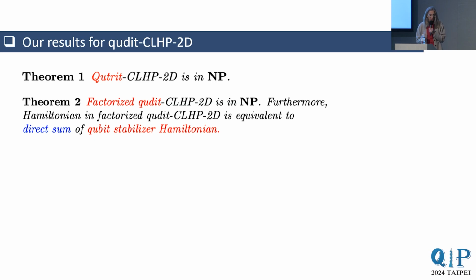And the second theorem is we look at factorized commuting local Hamiltonians, and we show that in the 2D setting, this is in NP. And furthermore, we give a complete characterization of the ground space of this set. So it's highly constructive in that sense. We show that it's essentially equal to a direct sum of stabilizer Hamiltonians. So you can take your entire Hilbert space, and there's a direct sum structure on that Hilbert space. And if you project onto each subspace given in that direct sum, you essentially get a stabilizer Hamiltonian. And we know what those look like.